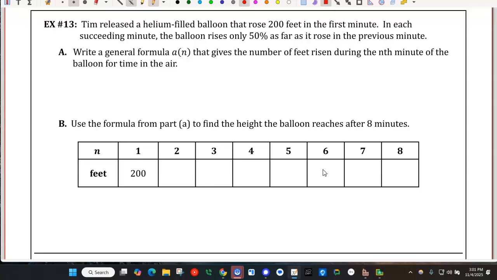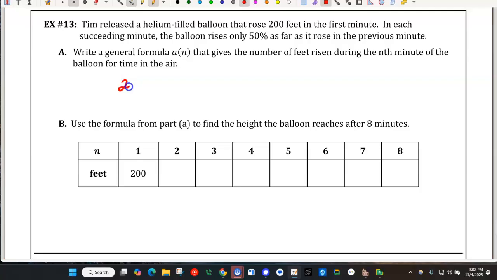All right, so this is saying Tim released a helium-filled balloon that rose 200 feet in the first minute. In each succeeding minute, the balloon rises only 50% as far as it rose in the previous minute. Right? That's because the air is getting thinner, and as the air gets thinner, it's harder to move an object up. Write a general formula, a sub n, that gives you the number of feet risen during the 9th minute of the balloon. Okay, so we know where we're starting.